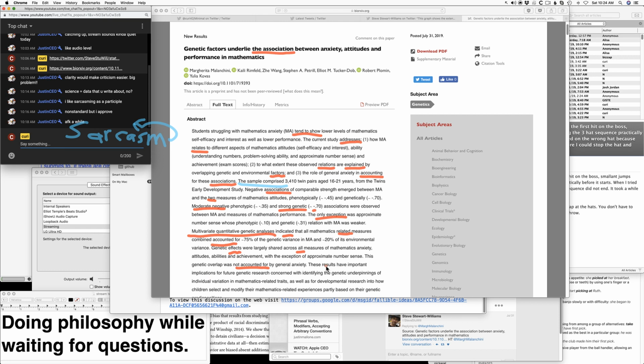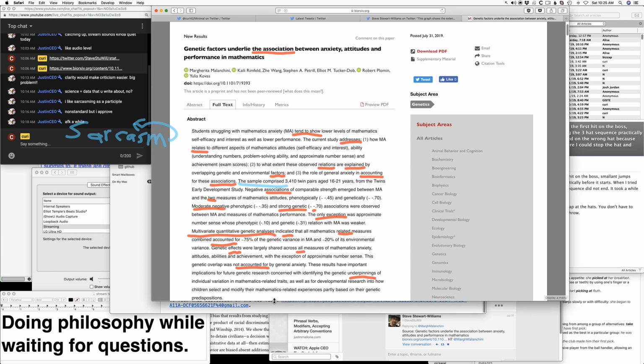These results are important for future genetic research. Genetic underpinnings. Oh, we got a new word. So this is another synonym. So they were talking about, again, this accounted for thing. Okay, so predispositions, another thing. I think they just mean correlations, and they're pretending it's causal.